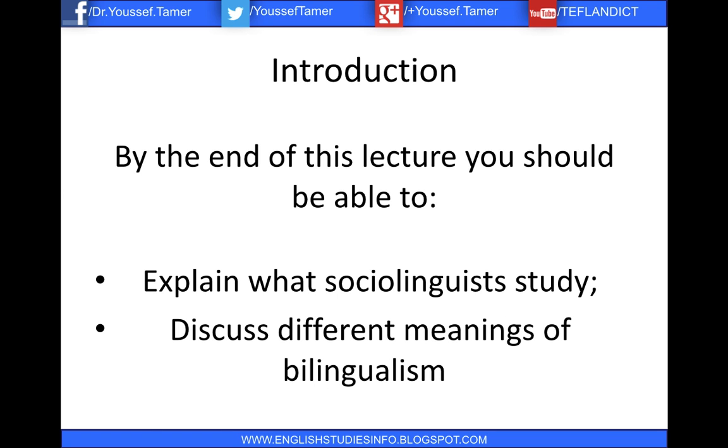Discuss different meanings of bilingualism. As we're going to see, there are different types of bilingualism. There is what we call individual bilingualism, related to the individual by himself or herself. And then there is what we call societal bilingualism. So we'll discuss the different meanings of bilingualism and what it means.